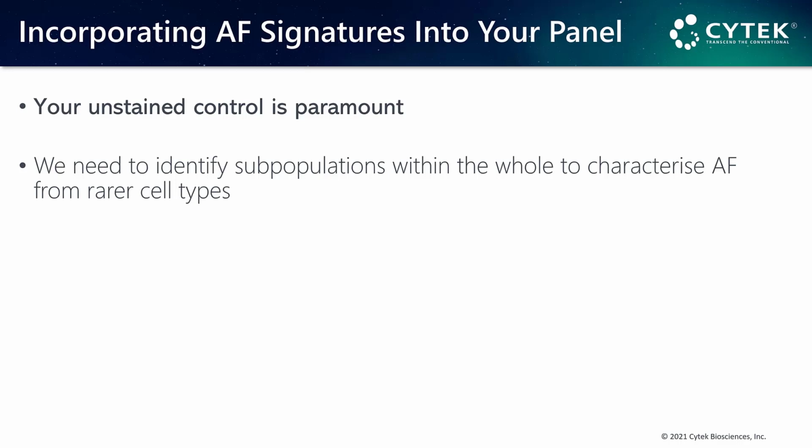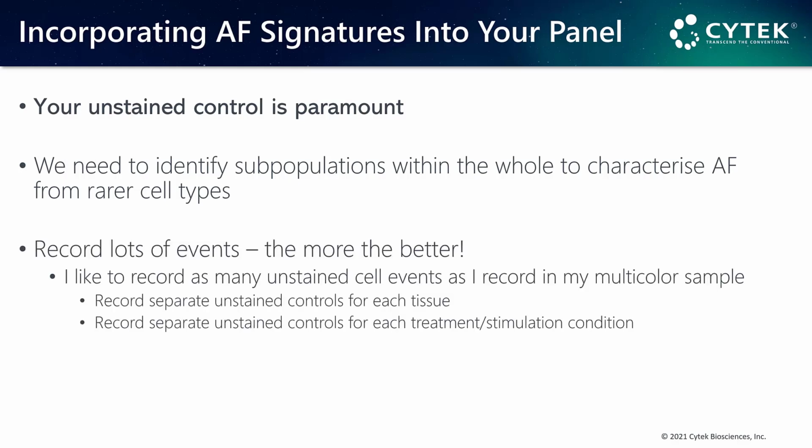First, when it comes to acquisition of your samples, your unstained control is paramount. We need to identify subpopulations within that whole sample to characterize the autofluorescence from those cells. And some of those cell types are going to be rare. So record lots of events. The more, the better. Personally, as I said, I like to record as many unstained cell events as I record in my multicolor sample.